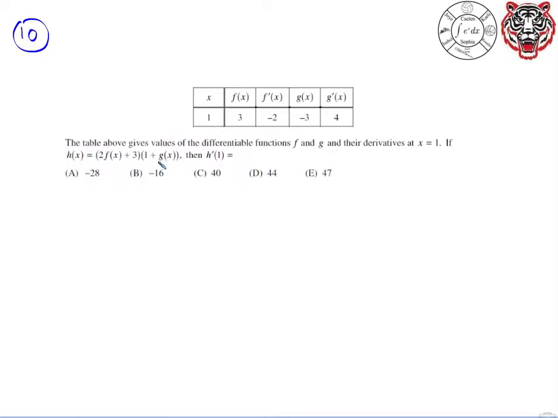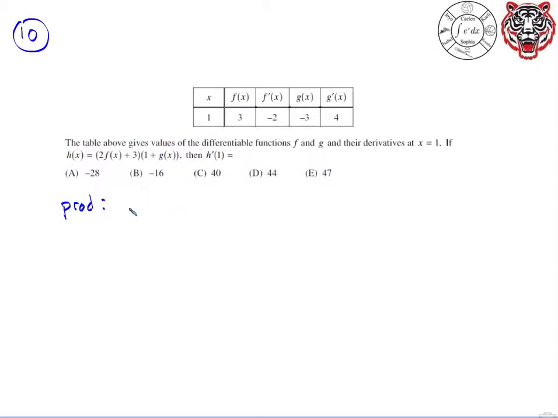When there's two x's, you should be thinking one of two things: product rule, or quotient rule. It's pretty easy to distinguish. Product rule is when you multiply, quotient rule when you divide. Product rule or quotient rule.